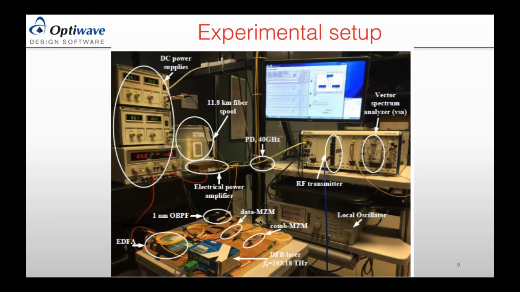The signal will be amplified by the EDFA and then cleaned from any ASE noise, and then sent through the fiber optic spool of about 12 kilometers going to the photodetector. From the photodetector, we will have the beating signal captured at the VSA.